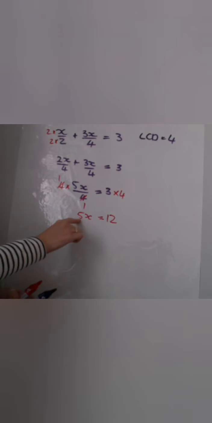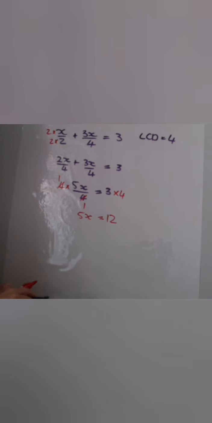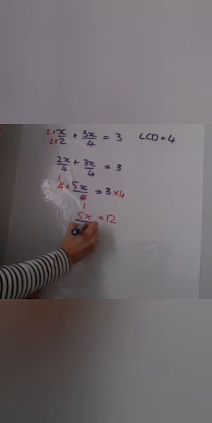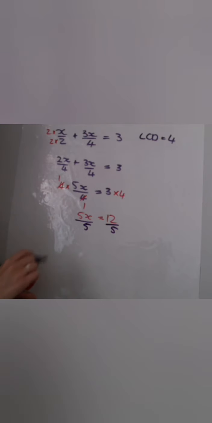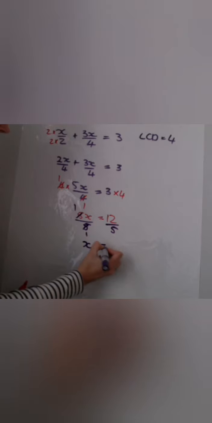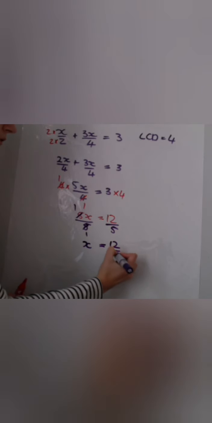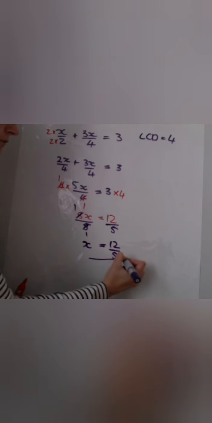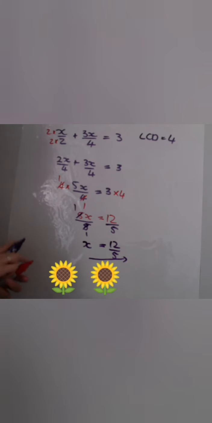Okay, now we have the 5 being multiplied to the x. So the inverse would be to divide. So you divide both sides by 5. So these will divide out. You're going to have x is equal to 12 over 5. 5 does not go into 12 evenly, so that is our final answer.